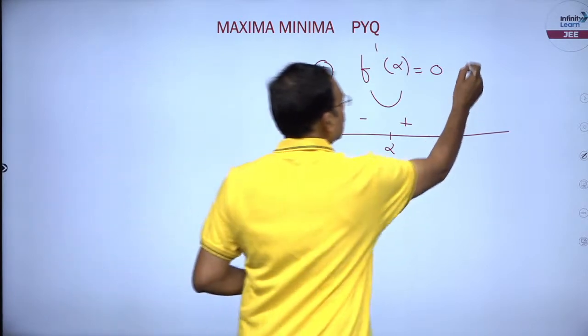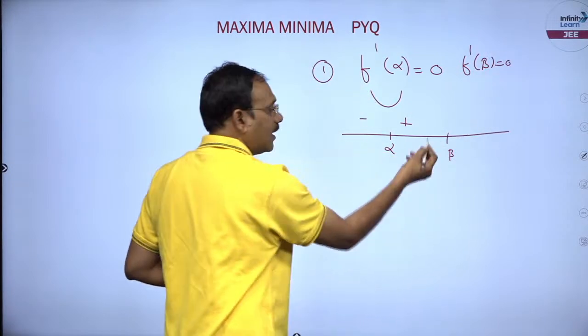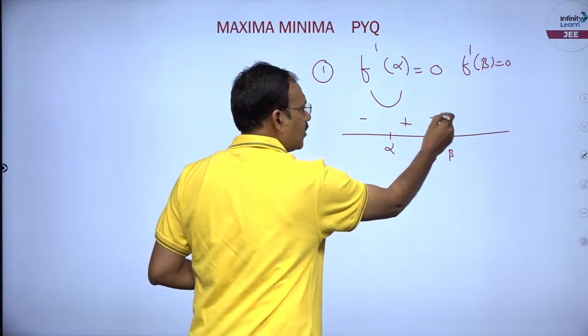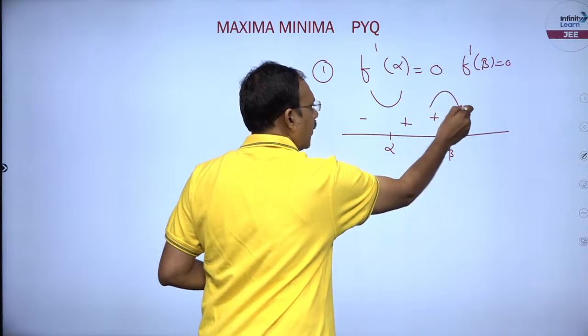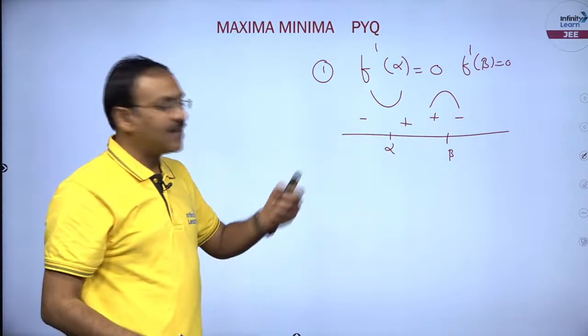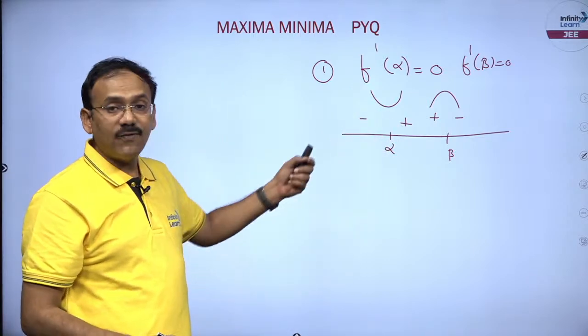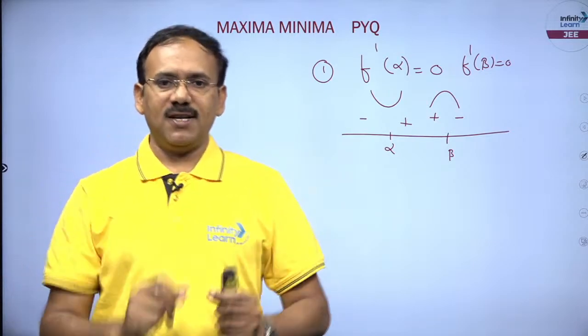Whereas, suppose f dash of beta is also 0, and on the left side of beta the derivative is positive and on the right side negative, meaning the slope goes from positive to negative, the graph will take this turn. So, I can say, dear students, here the function will have a local maximum. This is a very, very important basic point, my dear students.